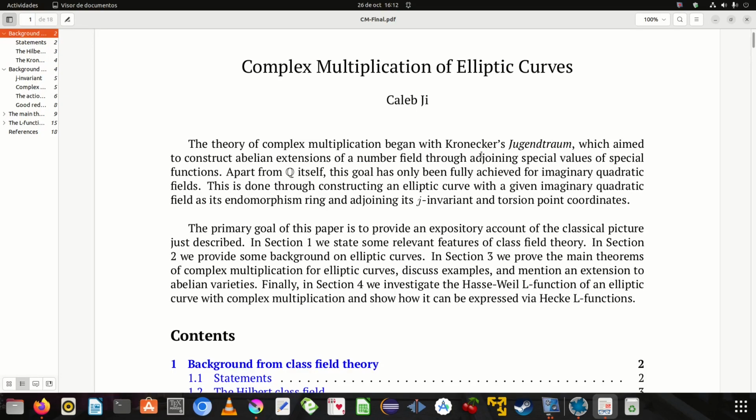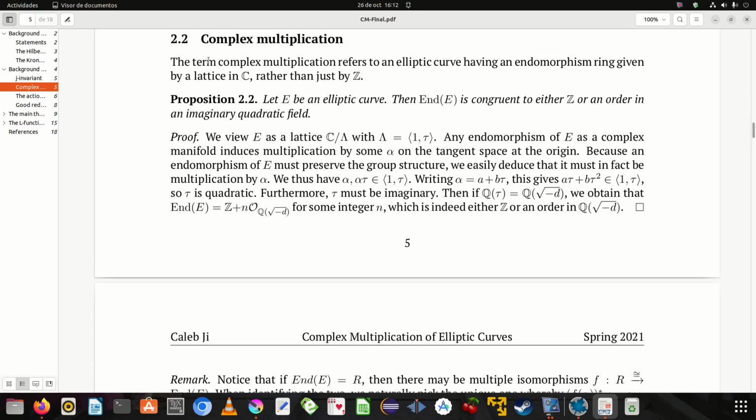I didn't really know what complex multiplication meant, but I found this lovely paper by Koblitz. It's actually rather complicated, and I found it contains this section on complex multiplication.